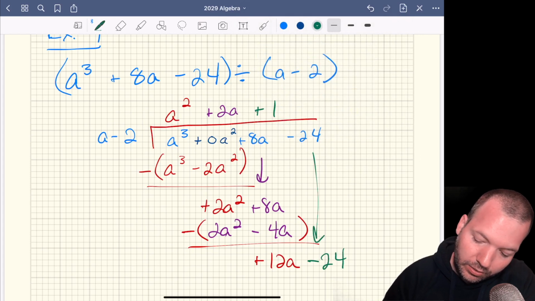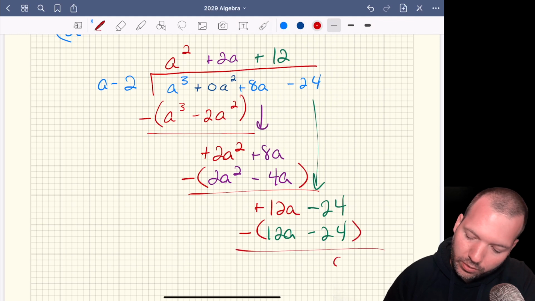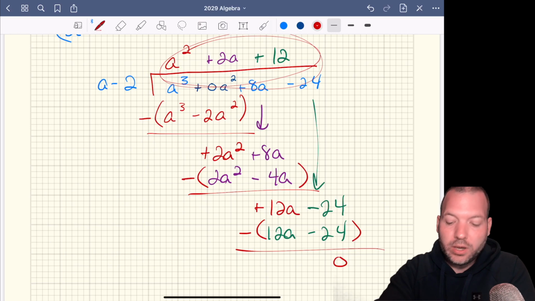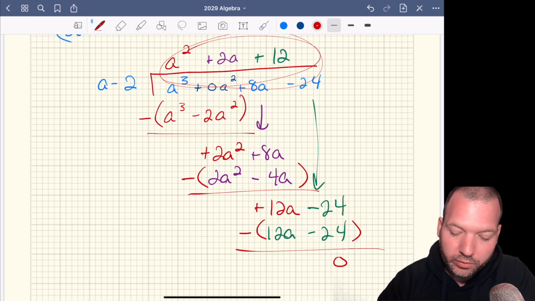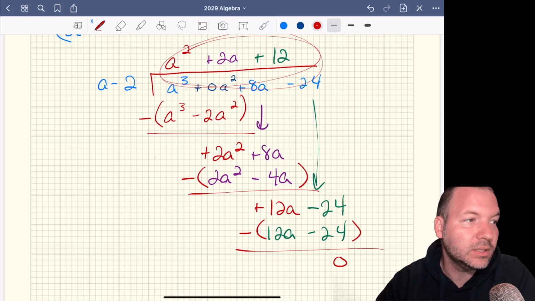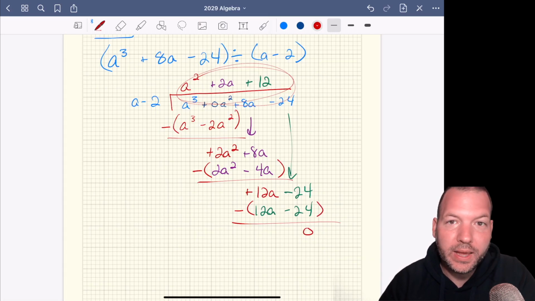And then we need a plus 12. 12 times a is 12a. And in this particular case, it just so happens that we end up with a remainder of 0 at the end of that process. And so a squared plus 2a plus 12 is the quotient, and it turns out a minus 2 divides into a to the third plus 8a minus 24 evenly. So using your placeholders, go ahead and work out check your progress for a and for b.